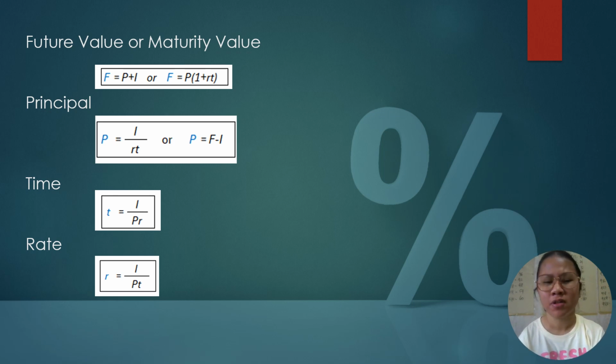To derive the time, interest is divided by the principal times rate. When the given is in months, we need to convert it to years, so we will just divide it by 12. To derive the rate, divide the interest over principal times time. In computing the rate, the percentage should be converted to decimal.